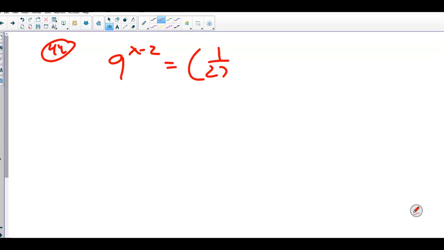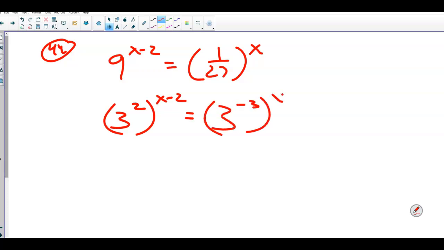Okay. So number 44, we have 9 to the x minus 2 equals 1 over 27 to the x. And what we got to recognize is 9 and 27 both can be broken back down to a base of 3. 3 squared to the x minus 2, equals 3 to the -3 to the x. So 3 to the 2x minus 4 equals 3 to the -3x. And now we end up with 2x minus 4 equals -3x.